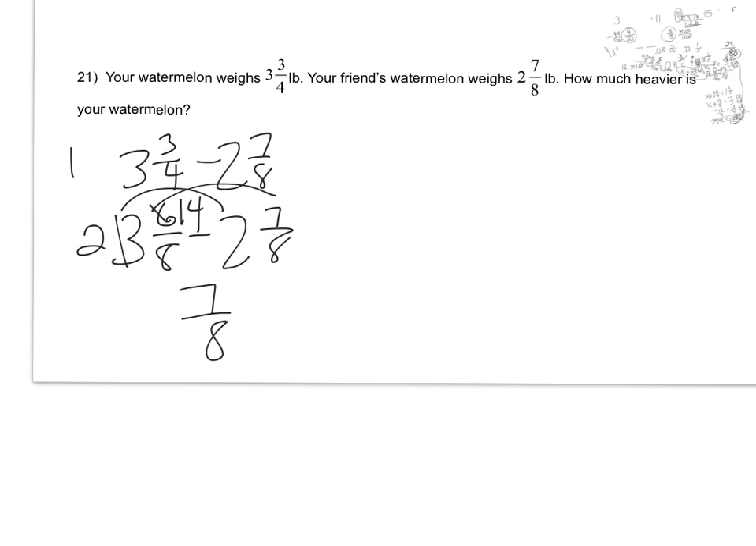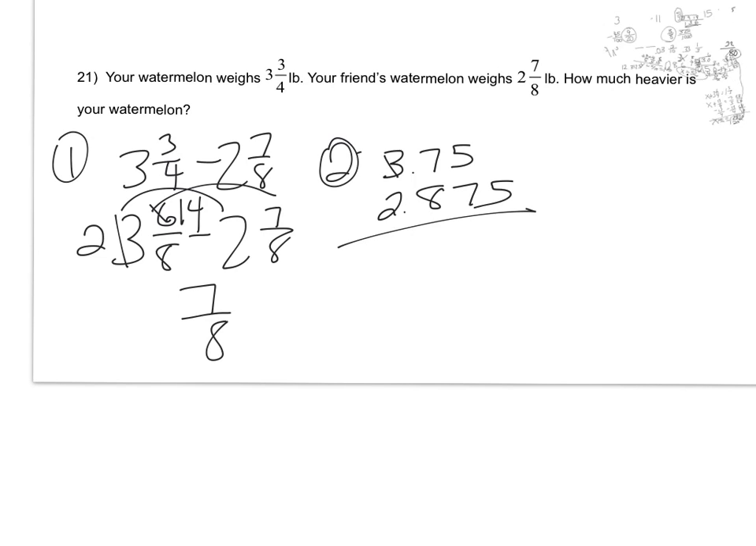So that's one method. A second method would be to change those into decimals. So 3 3/4 is 3.75, and 2 7/8 is 2.875. And when we subtract that, we get 0.875, which is the same thing as 7/8. So that's a second method.